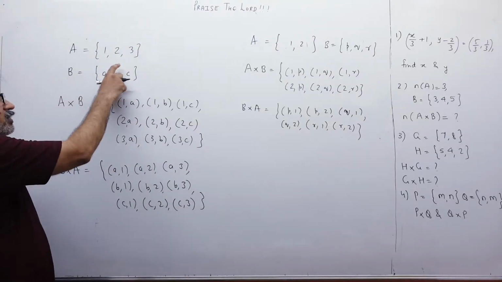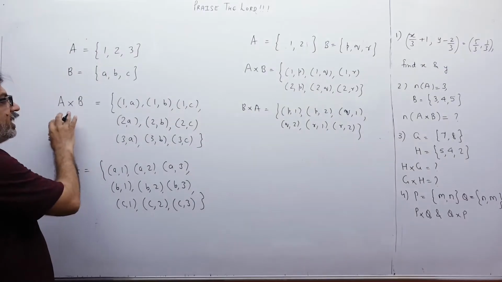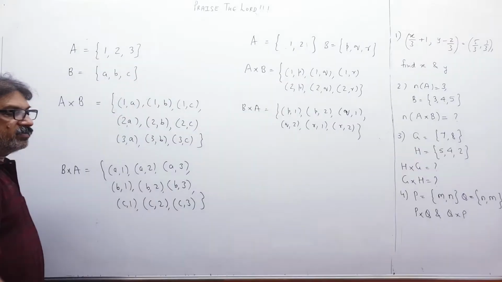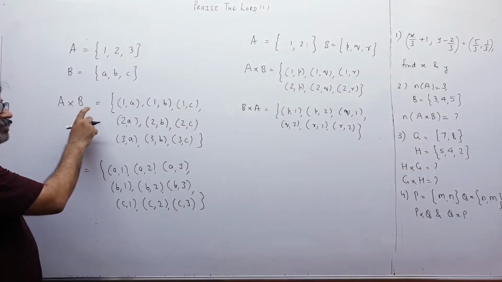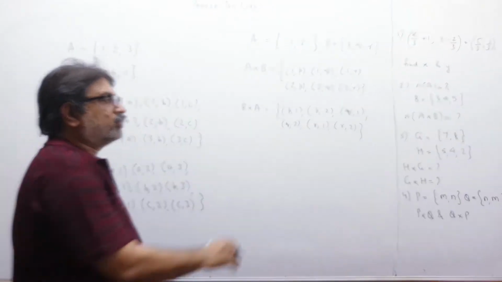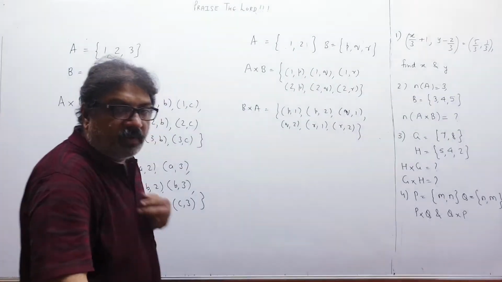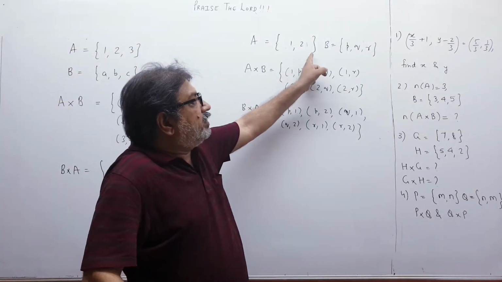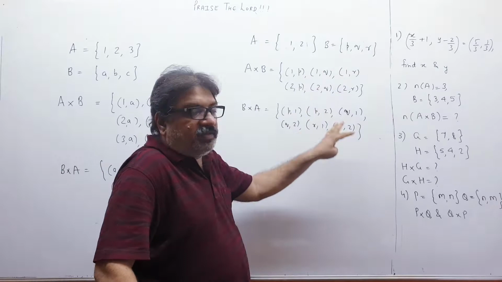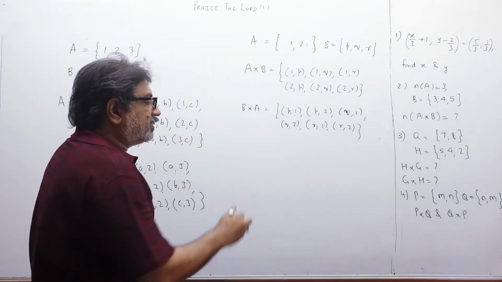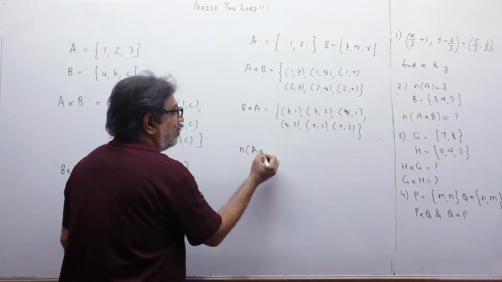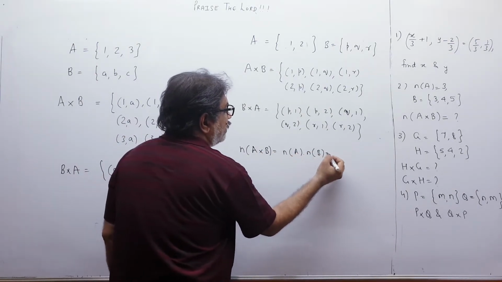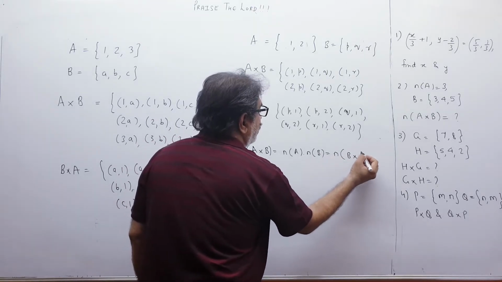Children, A has 3 elements, B has 3 elements. How many elements are there in A cross B? 9 elements. How many elements in B cross A? 9 elements. So the first thing is that the number of elements in A cross B and B cross A will always be the same. See here also 6 elements and 6 elements. Here 3 elements, 3 elements, 3 3s are 9. Here 2 elements, here 3 elements, so 2 3s are 6, therefore 6 and 6. So from these things you understand that the number of elements in A cross B is the number of elements in A times the number of elements in B, and that is also equal to the number of elements in B cross A.